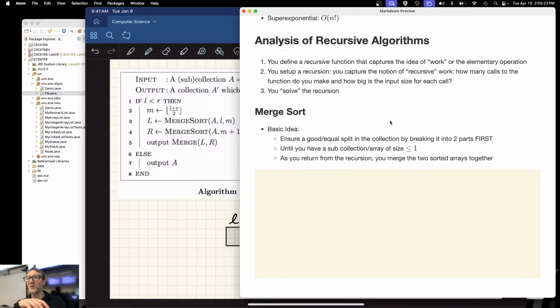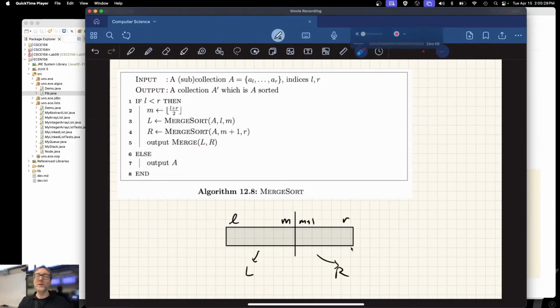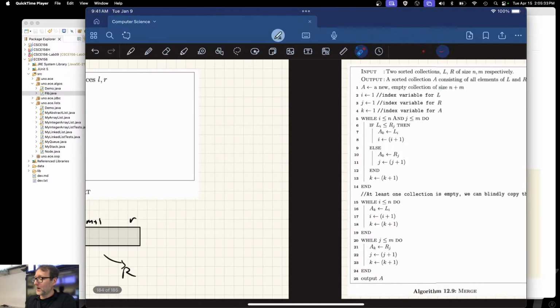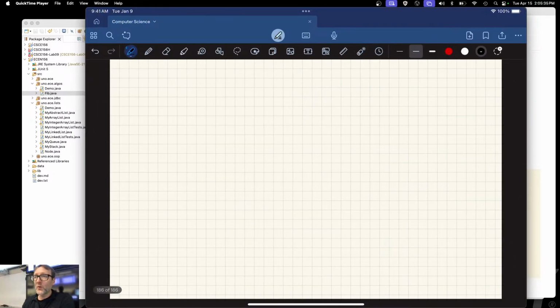Instead, I'll give you a tool to solve, and not even solve them, but it's something called the master theorem. But what I want to do first is analyze this algorithm. To do that, we need to follow those 3 steps.